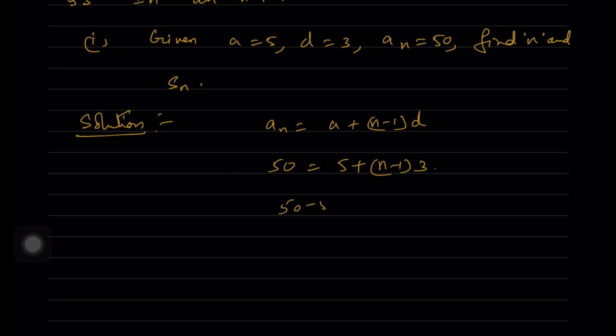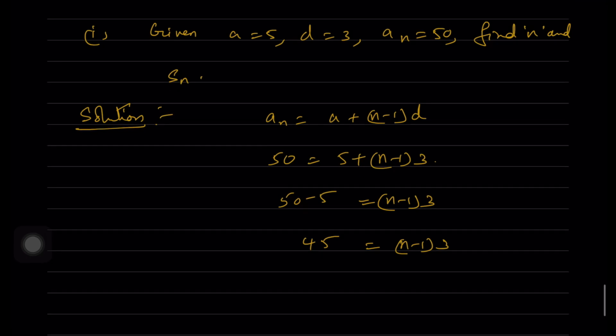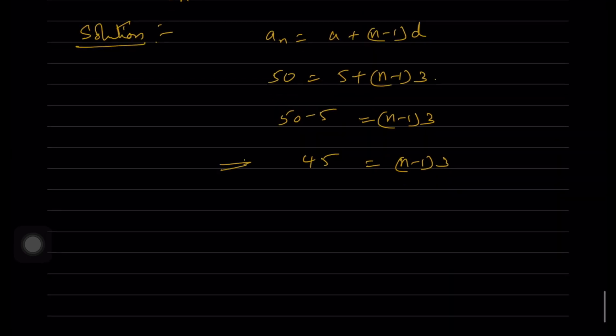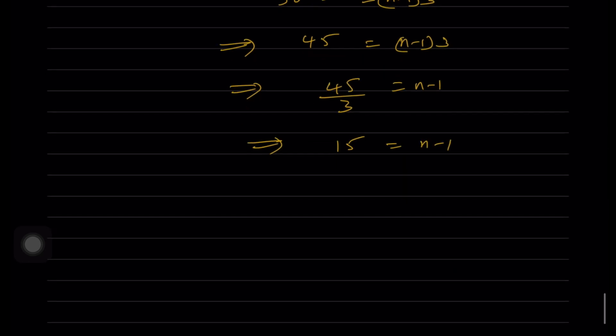So 50 minus 5 is equal to n minus 1 into 3. So 45 is equal to n minus 1 into 3, which implies that you are going to get 45 by 3 is equal to n minus 1. So which implies that 3 15s are 45, is equal to n minus 1. So therefore n is equal to 16. This is the first one which you are getting.